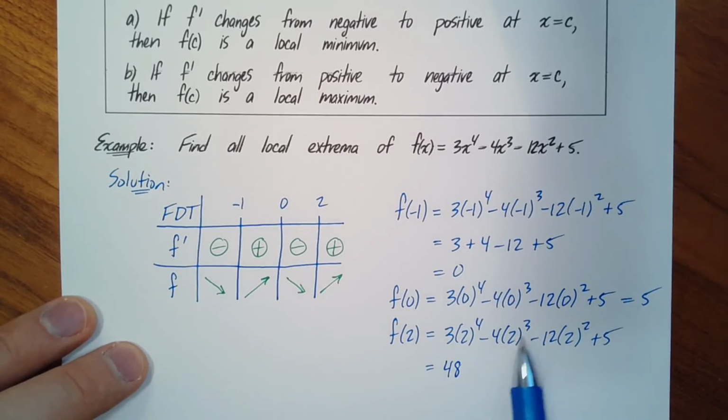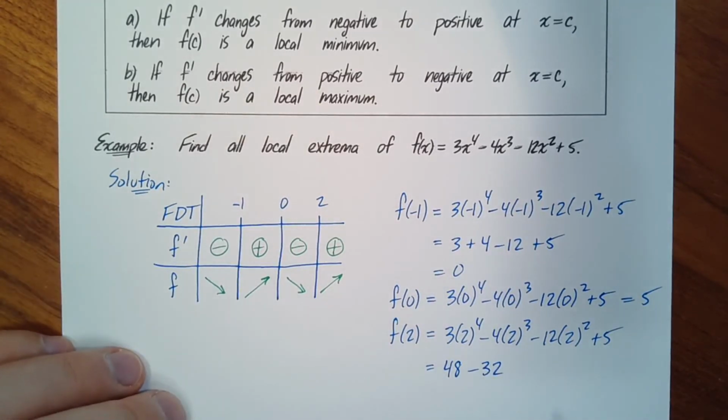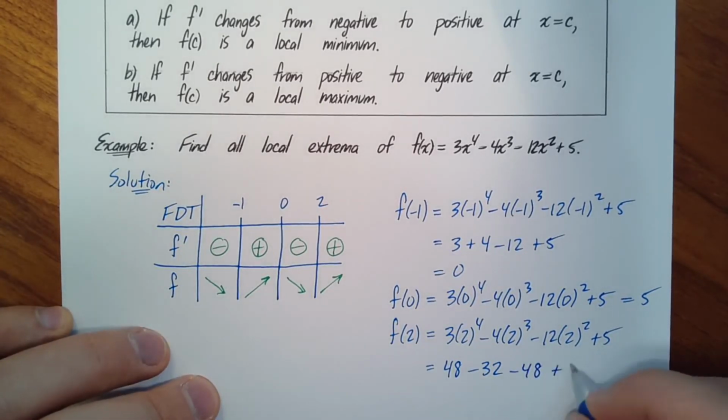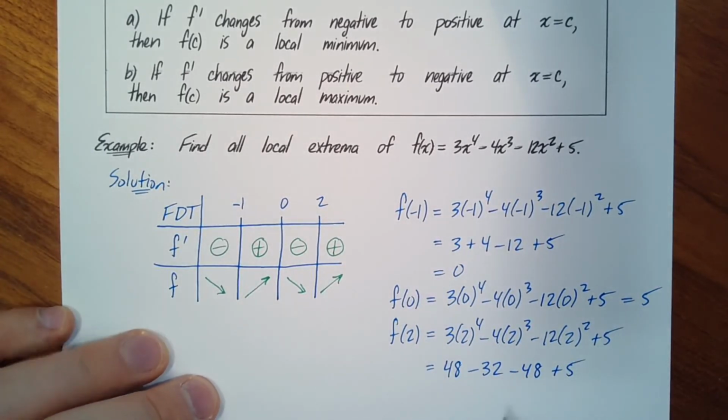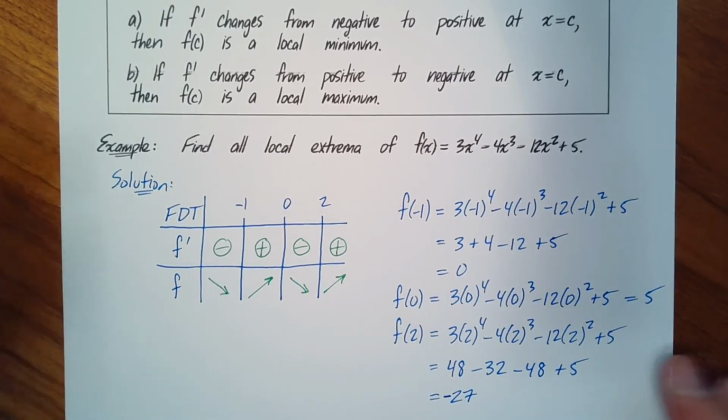2 cubed is 8, so we got 4 times 8, which is 32, so you get minus 32. This will be 2 squared is 4 times 12 is 48, so we got minus 48, and then plus 5. So the 48's cancel, really, and we get negative 32 plus 5, that'll be negative 27. Okay, so that's what we get for f of 2. So that's how we can answer the question now.